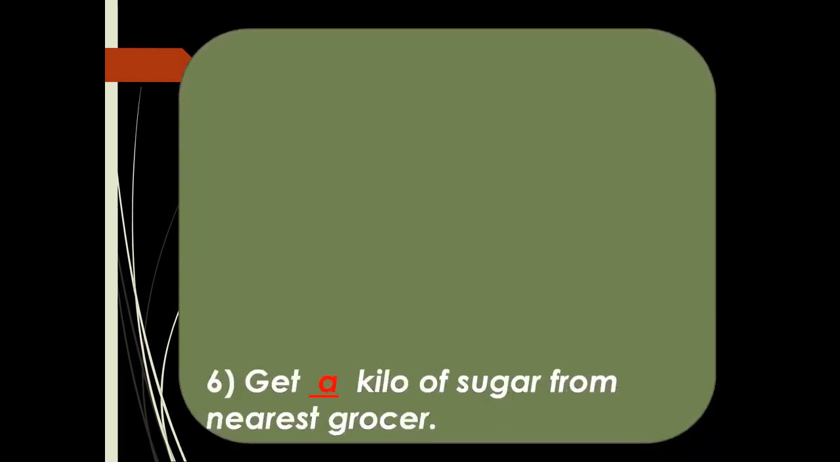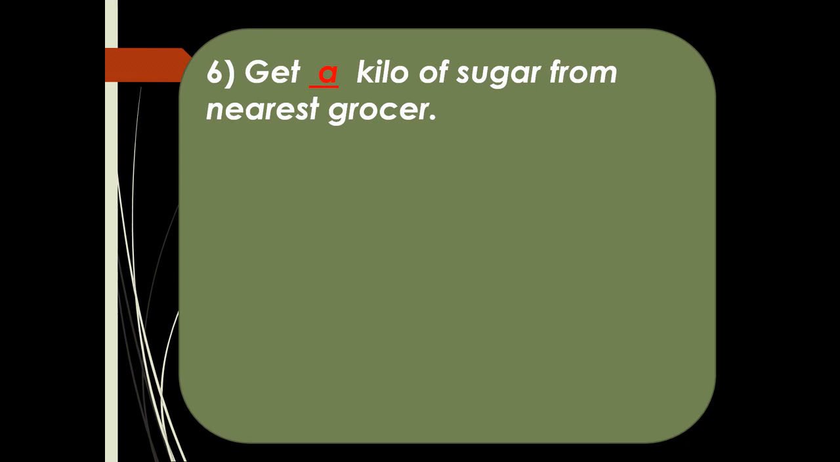Number 6. Get a kilo of sugar from the nearest grocer. Here, kilo is indicating a unit of weight. That is why "a" is used here.